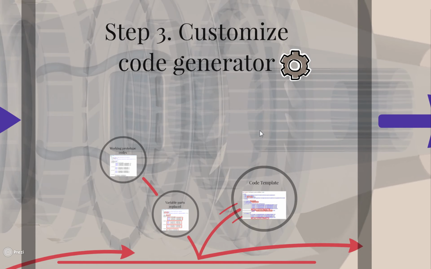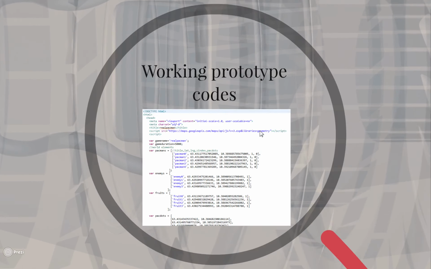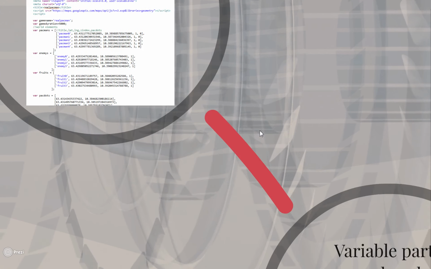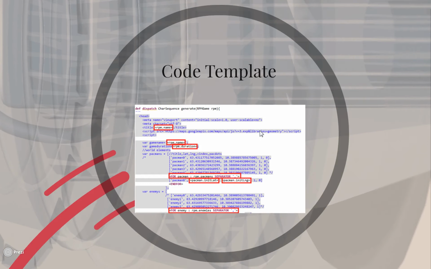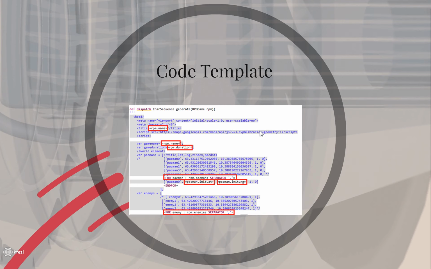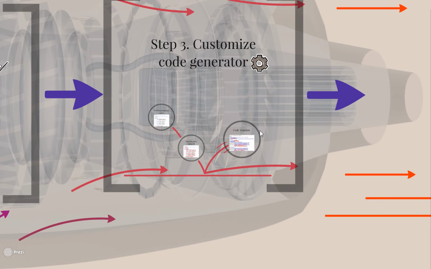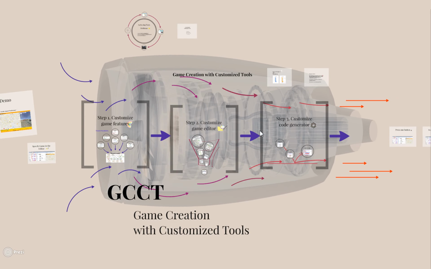Step 3. Customize the code generator. Things will be easier if we start from the codes of a working prototype. By identifying the variable parts and replacing with schematic repetitive codes, we can get a code template to finish this step. After we have finished customizing the tools, we would easily create any games within this domain.